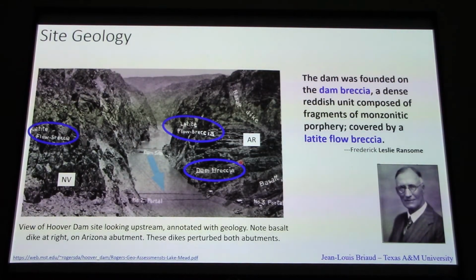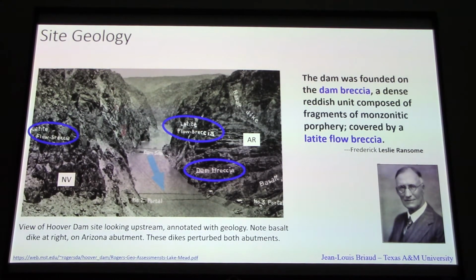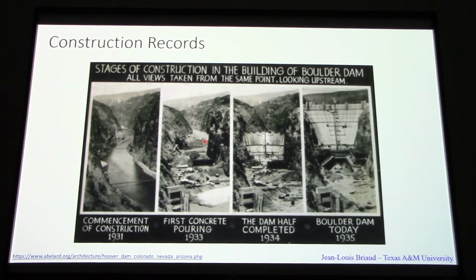This is the site geology. So the valley of the Colorado River is fairly narrow and deep. Breccia is the type of rock that is found at the location. Dense reddish unit composed of fragment of monzonitic porphyry covered by another type of breccia. The bottom of the river, alluvium, obviously, and they had to be removed.